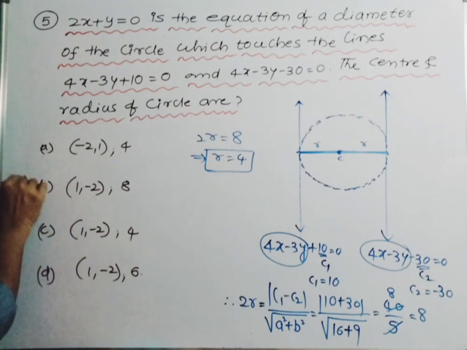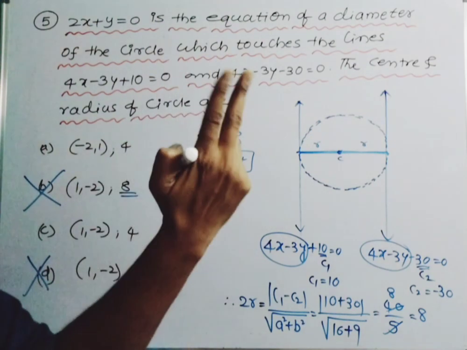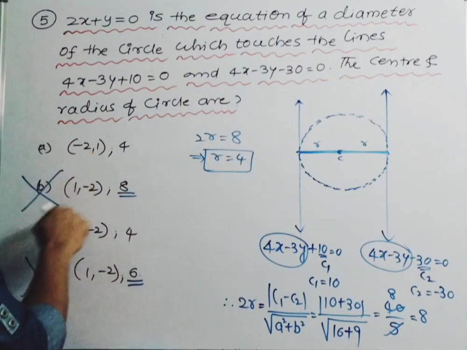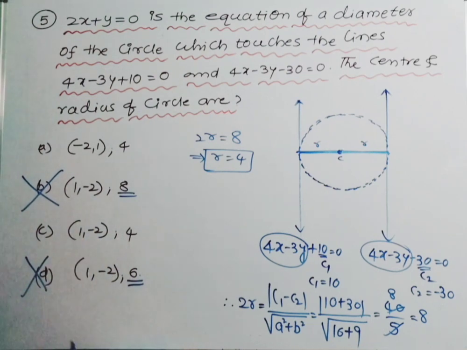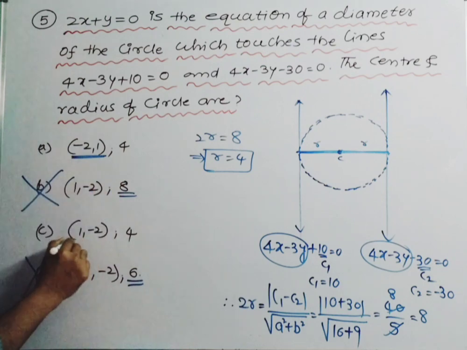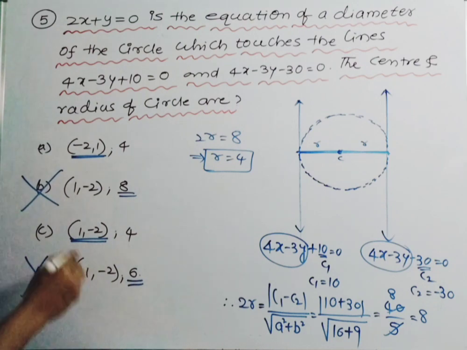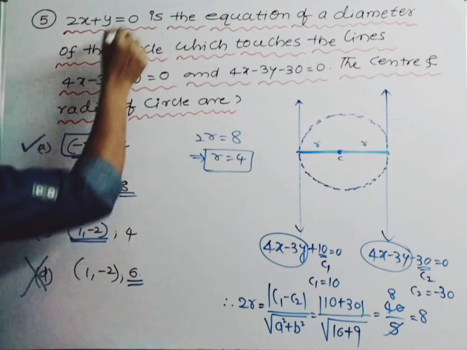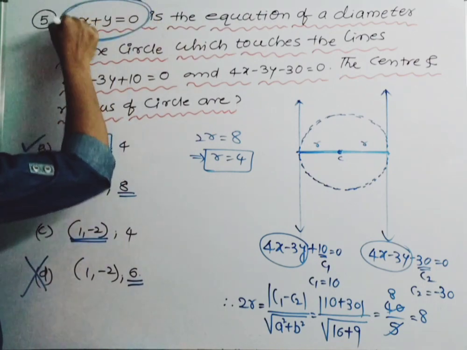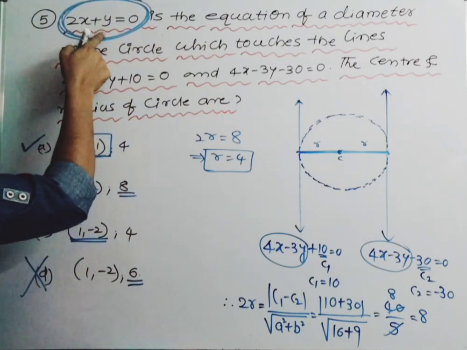Here the second option is ruled out because the radius is 8 units, the fourth option is ruled out because the radius is 6 units. Remaining two options are center minus 2 comma 1 with radius 4, and 1 comma minus 2 with radius 4. Again we have to confirm which one represents the center of the required circle. Suppose I choose this one. I am going to check that this center must lie on the diameter. This is the equation of the diameter given.